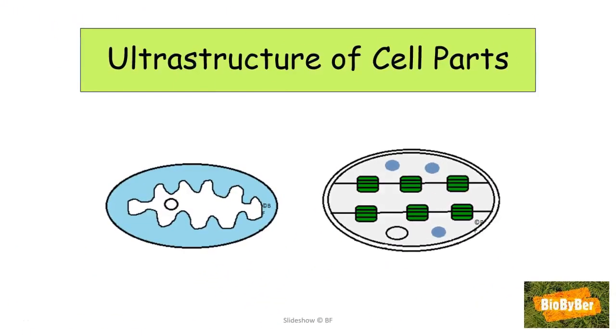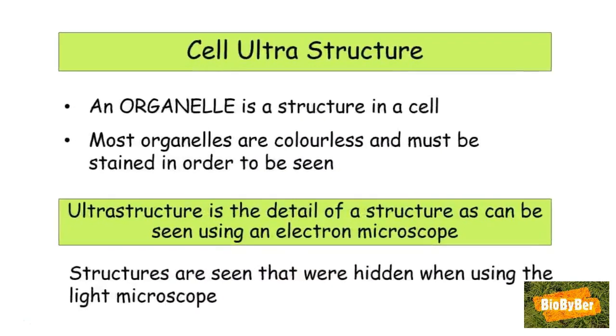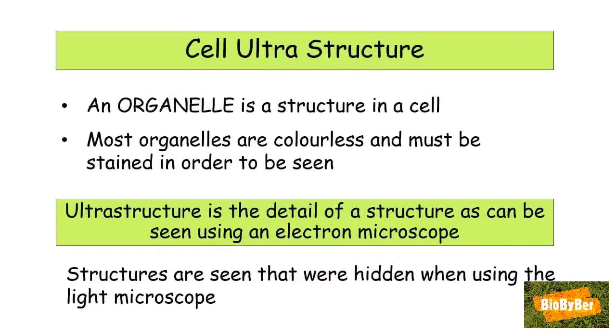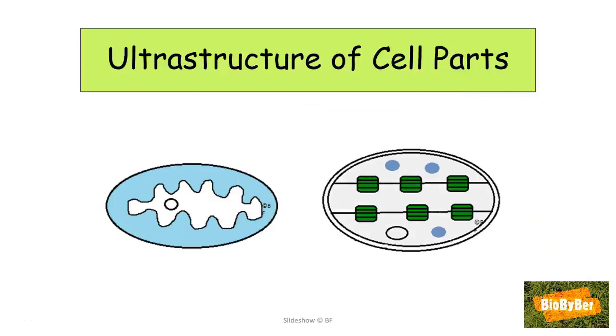Before we can identify and know the functions of various cell parts, which is the objective of this lesson, we need to revise some ideas we met before. Remember, an organelle is a structure in a cell. They are usually colourless and have to be stained in order to be seen under the microscope. We also have to understand that ultrastructure is the detail of a structure as can be seen using the electron microscope, which is very powerful.